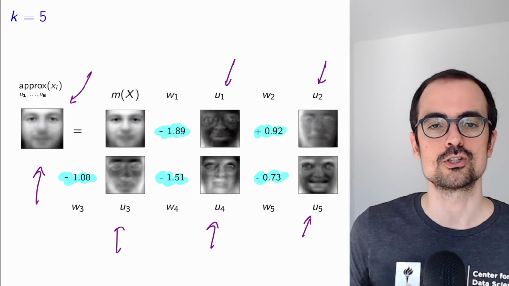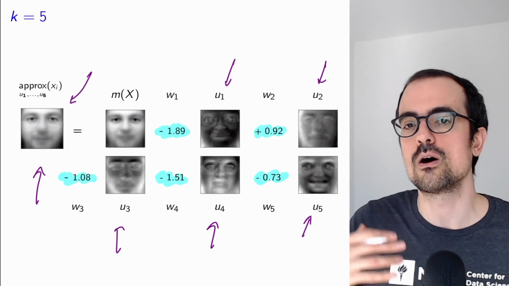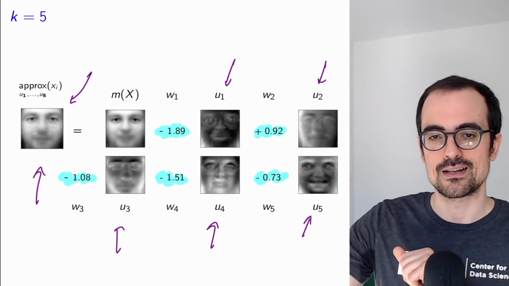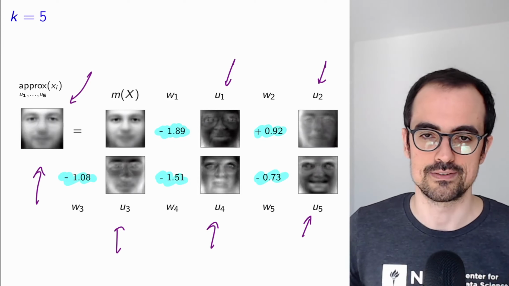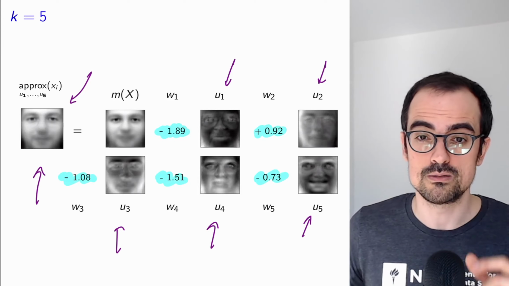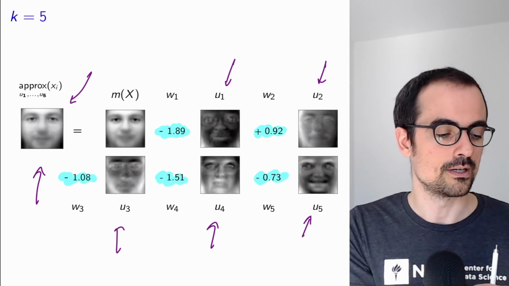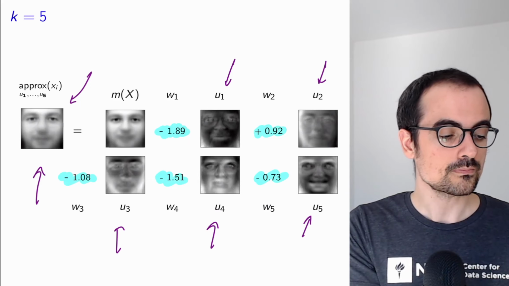So this is the approximation corresponding to only those 5 numbers. And now we could use those 5 numbers for different things, like maybe clustering the different faces, doing classification, and so on, in very low dimensionality, with a very small number of components.